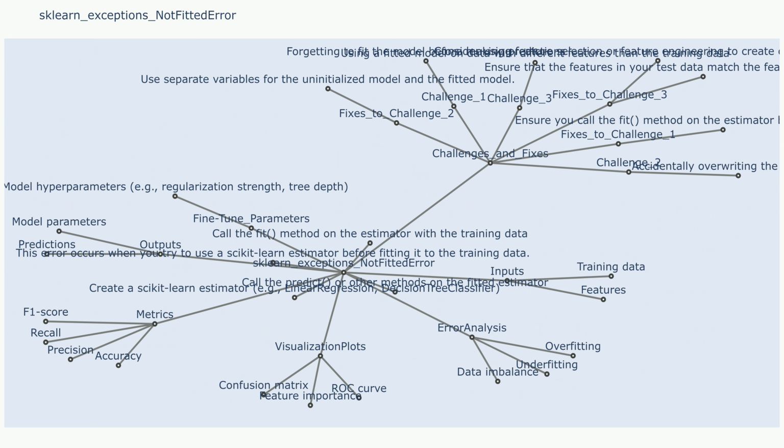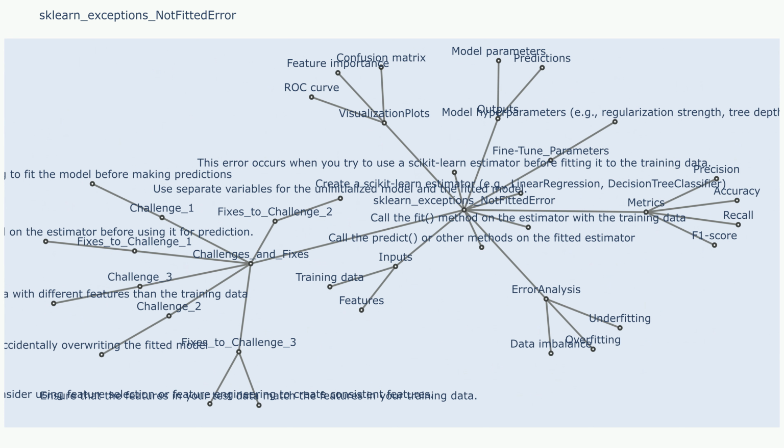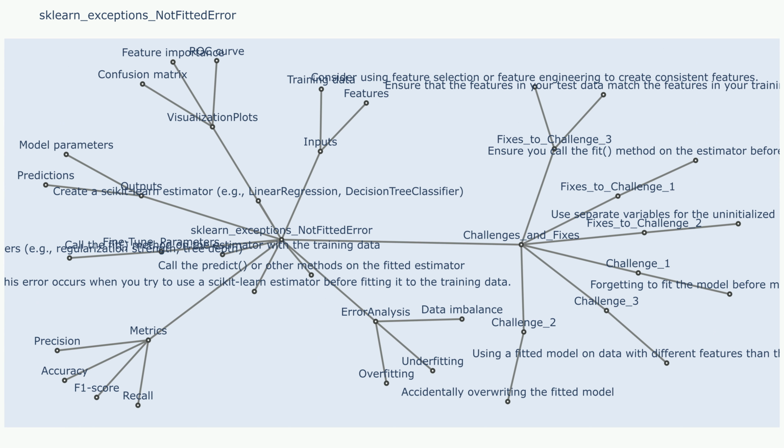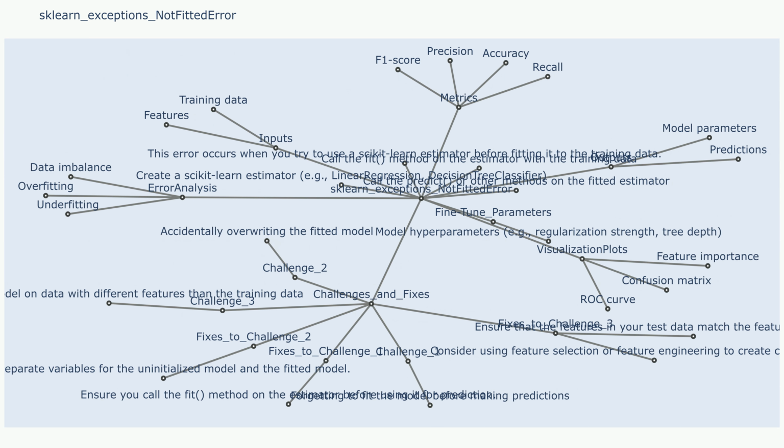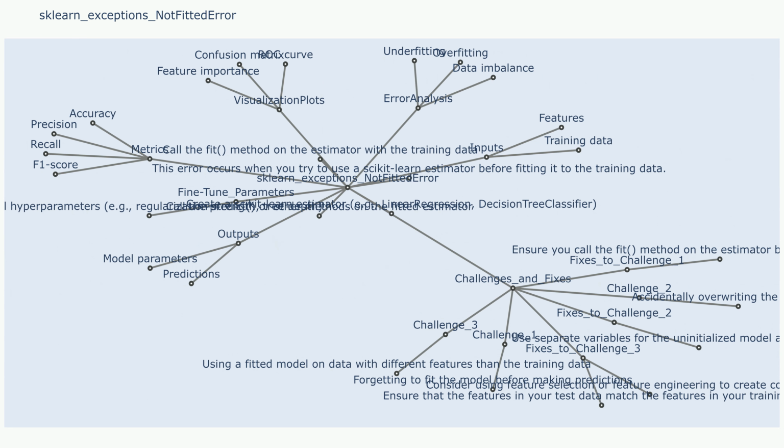Visualization plots. Decision boundary, classification. A visualization that shows the regions in feature space where the model predicts different classes. Residual plots. Regression plots that show the difference between the model's predictions and actual target values. Fine-tune parameters. Regularization parameters control the complexity of the model to prevent overfitting, e.g., C in logistic regression. Tree depth or splitting criteria. Decision trees determine the complexity and depth of the tree, impacting the model's ability to fit complex patterns.